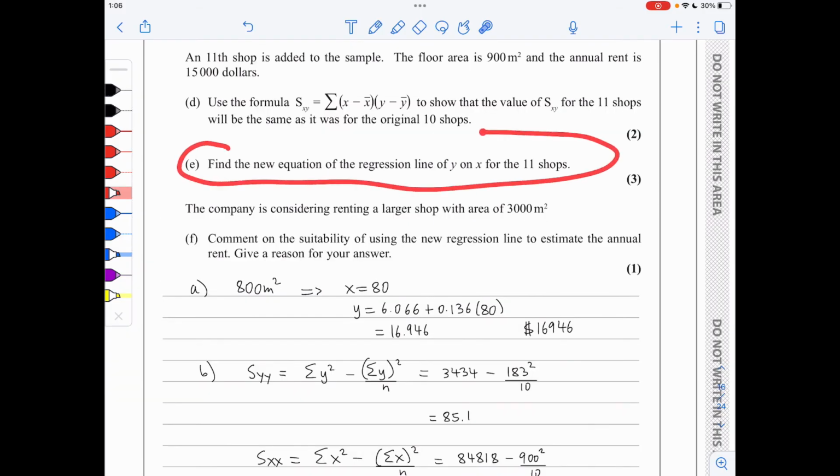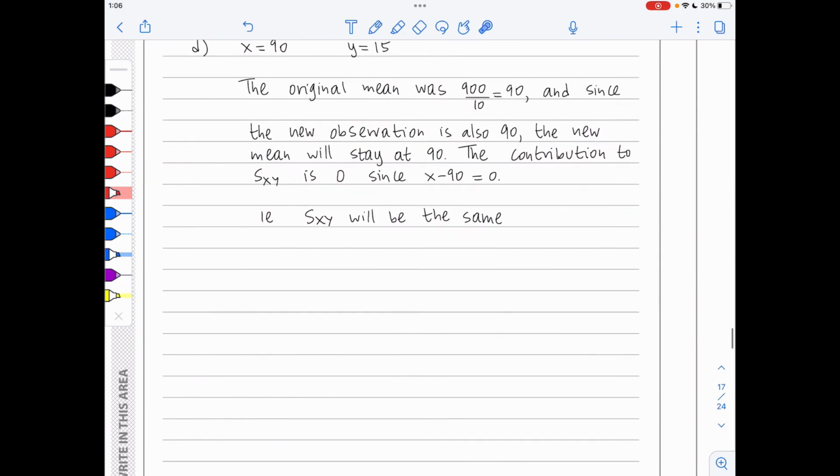In E, we need to find the new equation of the regression line of y on x for the 11 shops now. So we start by noting that SXY remains at 519.248.